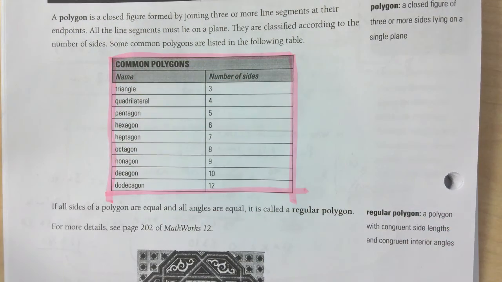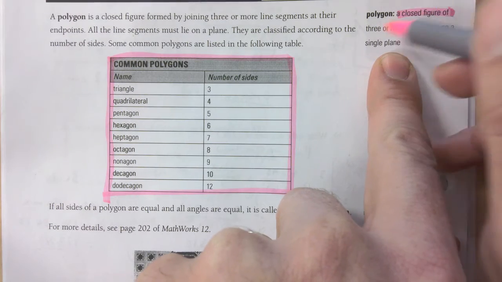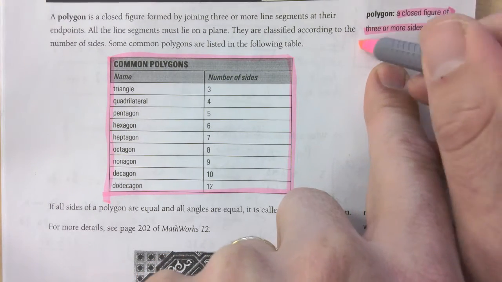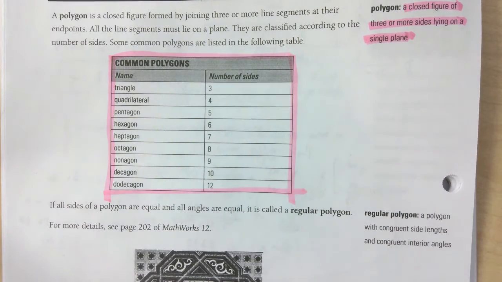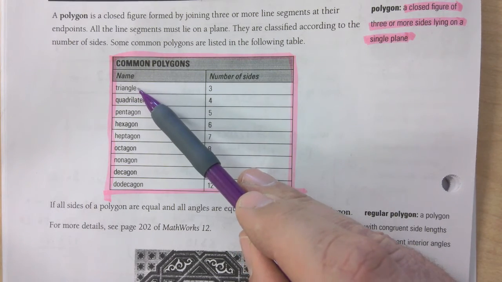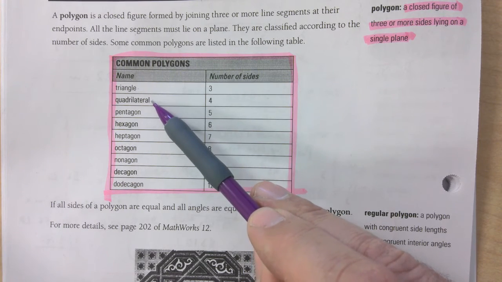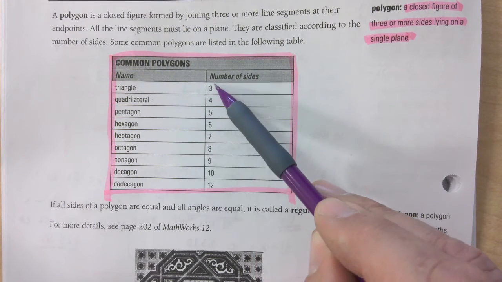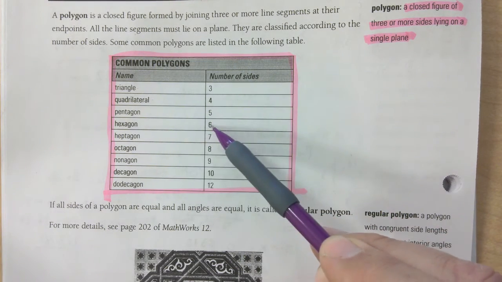And polygons is just basically, watch what it says here. A polygon is a closed figure of 3 or more sides on a single plane. So you can just think of poly, think of many sides, a shape with many sides. So a triangle is technically a polygon. A quadrilateral is also a polygon. They just have specific names, right? So they have 3 sides, 4 sides. Pentagon has 5 sides. Hexagon has 6.